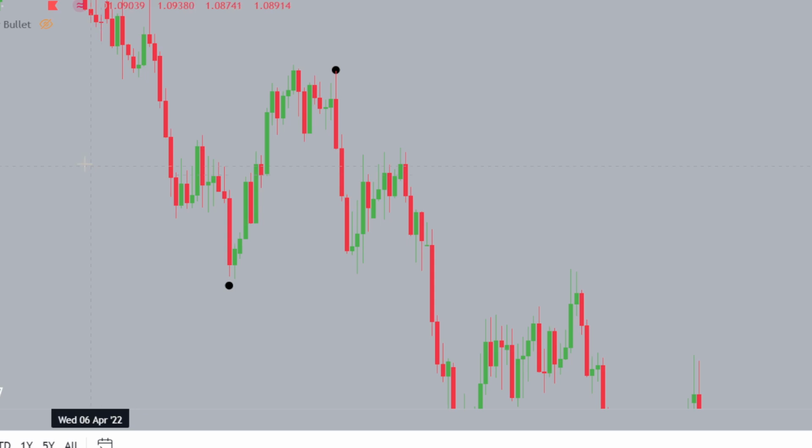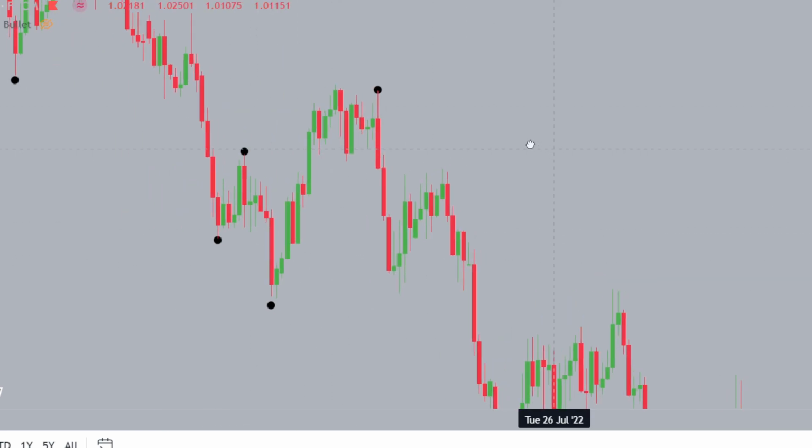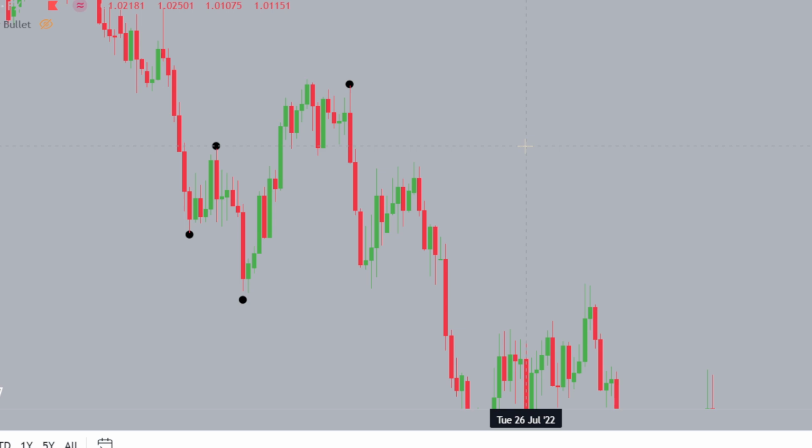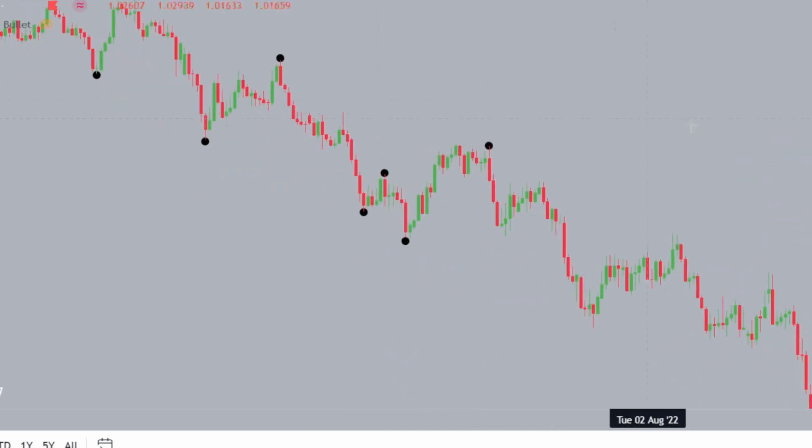Why didn't you mark out structure like this? Why didn't you consider this to be a low, and this to be a high, and this to be a low, and this to be a high? Well, intrinsically, there's nothing actually wrong with marking out structure like this, because overall, you still are going to be looking for sells in this bearish climate going down this way.